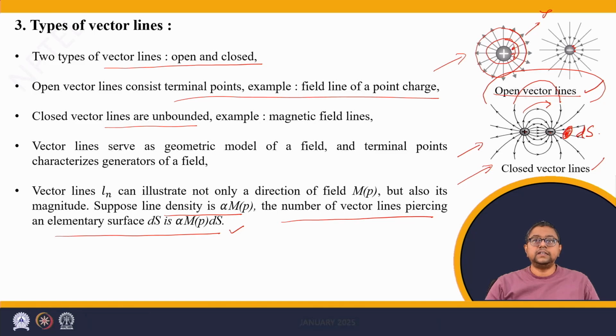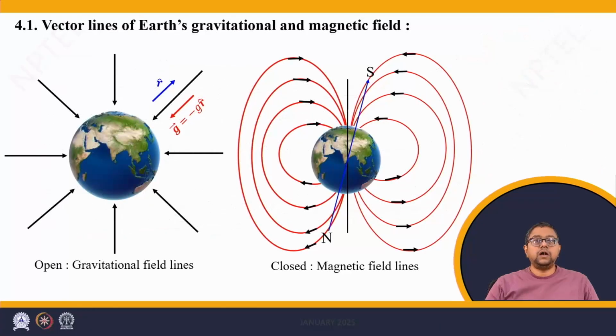Now if we take this elemental surface area to some other location such as this, we can see that the number of lines has drastically reduced, indicating that the field becomes weaker farther away from the generator. So this is a very useful geometrical way to represent vector fields. Now in geophysics, we have plenty of conservative fields as well as non-conservative fields which require to be represented geometrically for better understanding.